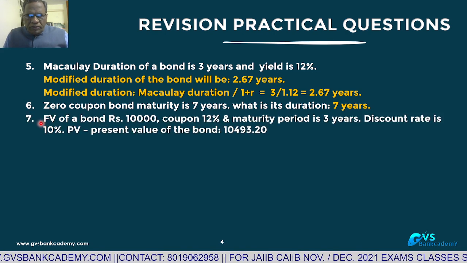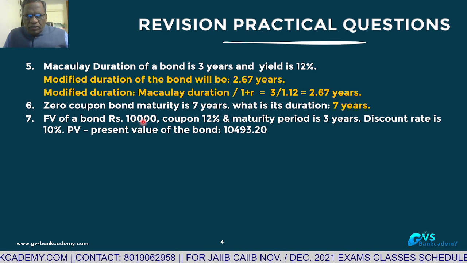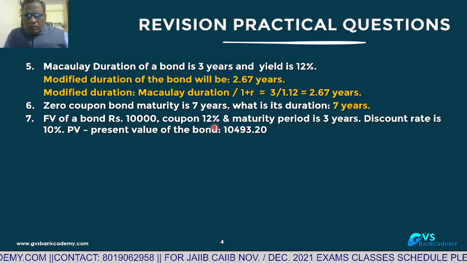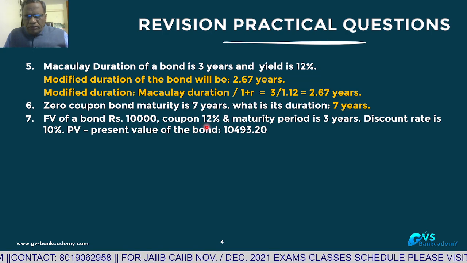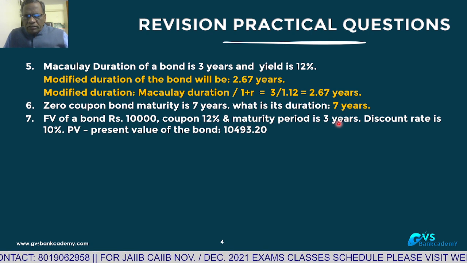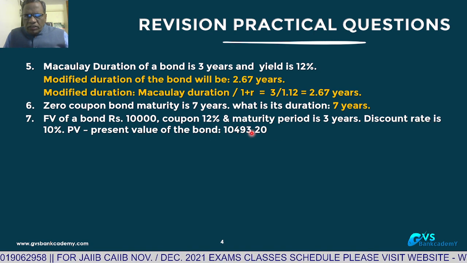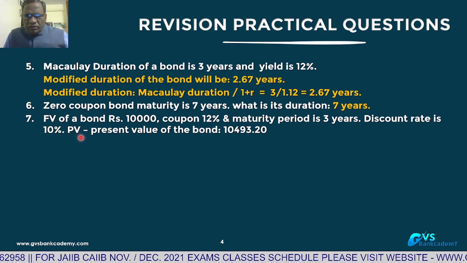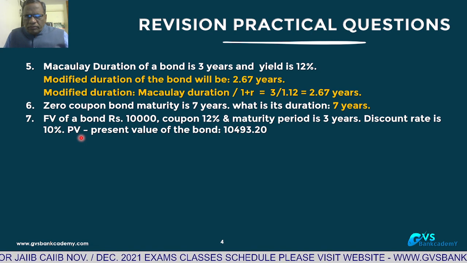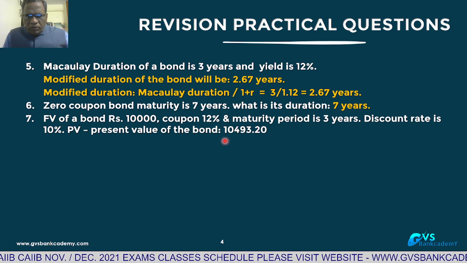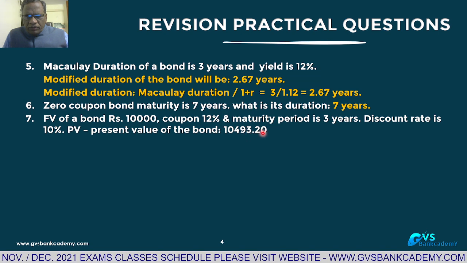Now, question number 7. Face value of the bond is 10,000. Coupon payment on the bond is 12%. Maturity period is 3 years. Present market discounting rate is 10%. Calculate the present value of the bond. That is 10,493.20.